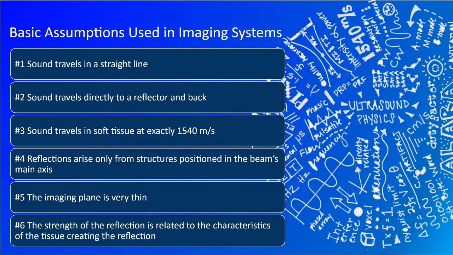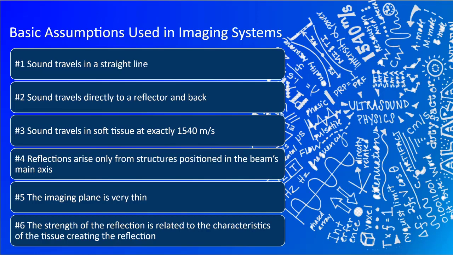So our first assumption is that sound travels in a straight line. We know that sound has to travel in a straight line. We know that that's what it does. But the machine assumes that it never changes directions. It assumes that it goes straight up from the transducer and straight back into it. There's no change in direction of that sound. So the number 1 assumption that the ultrasound makes is that sound travels in a straight line.